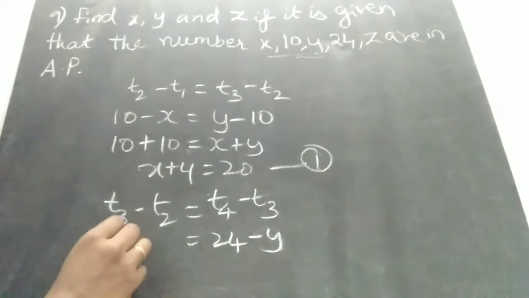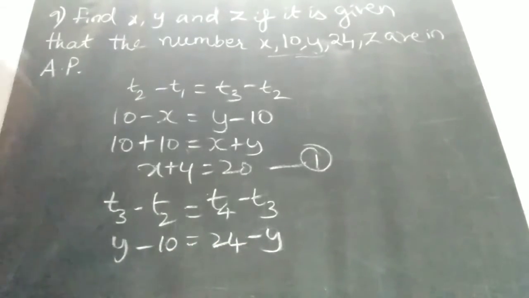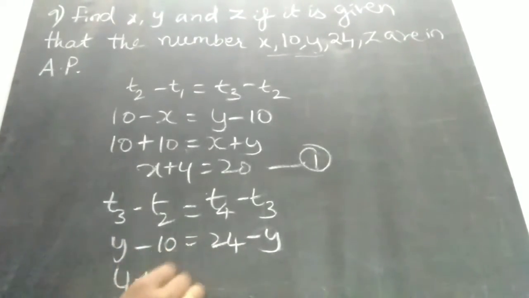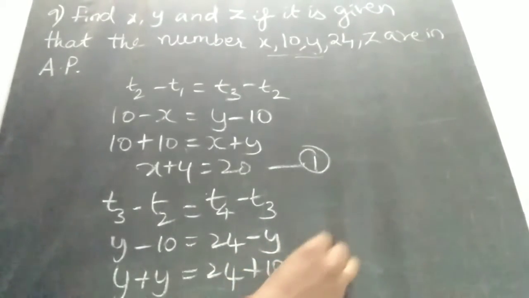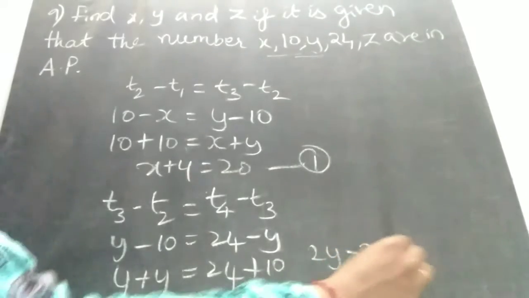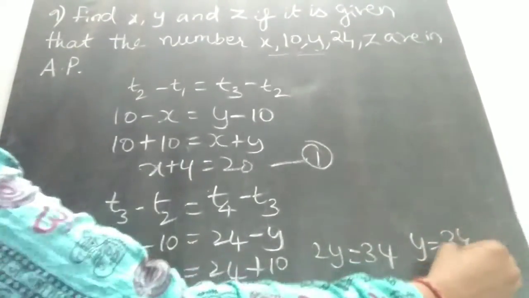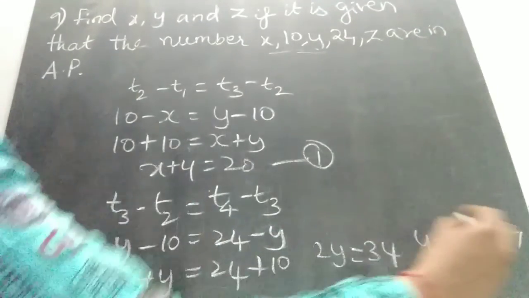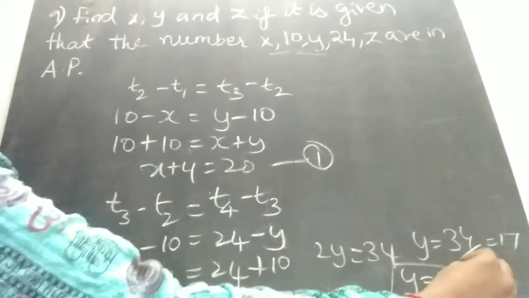Now t3 minus t2 again, y minus 10. Club y to one side. So here you will get y plus y is equal to number term to one side, 24 plus 10. So 2y is equal to 34. Your y is 34 by 2, which is 17. So you got now y answer as 17.